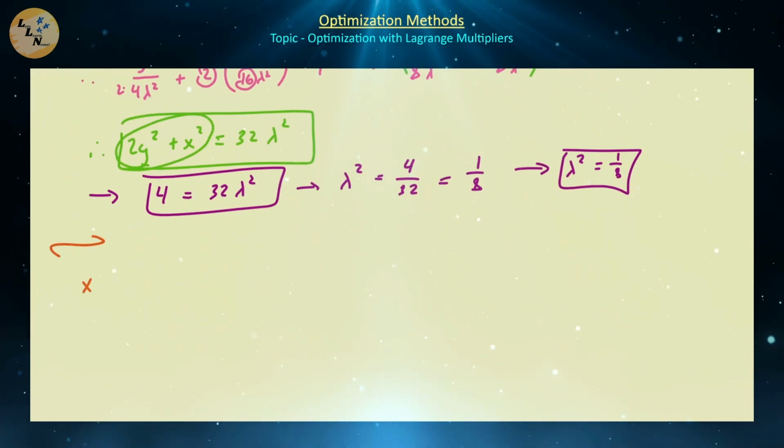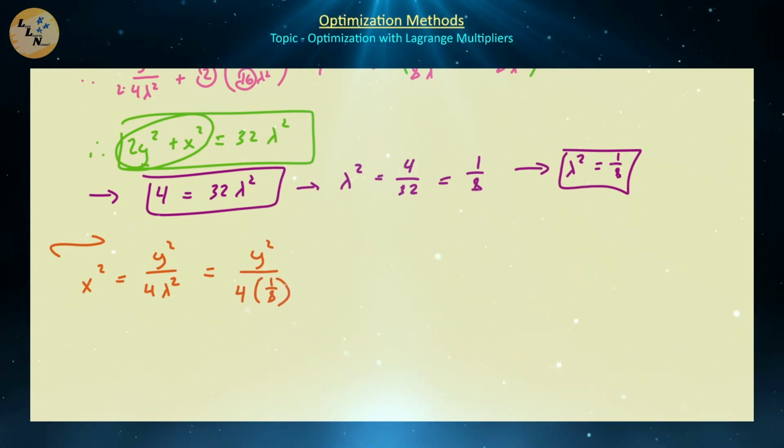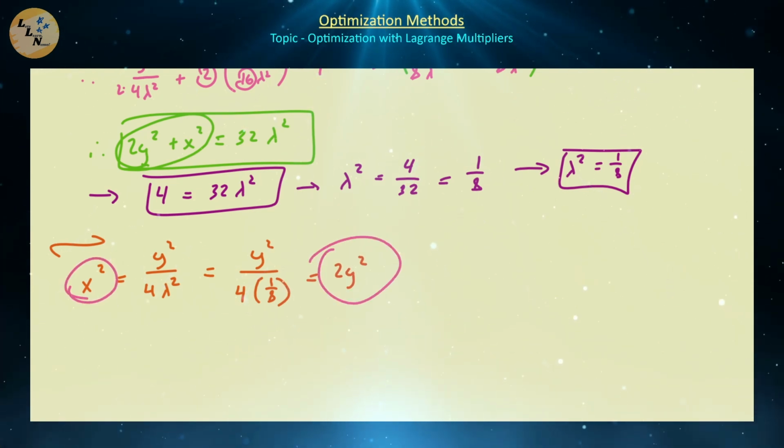So I have x squared is equal to, remember, y squared divided by 4 lambda squared, right? So that's going to come out to what? So y squared divided by 4 times 1 over 8. 4 times 1 over 8 is 1 over 2, and that reciprocates to 2y squared. So I have this beautiful identity, x squared is equal to 2y squared.